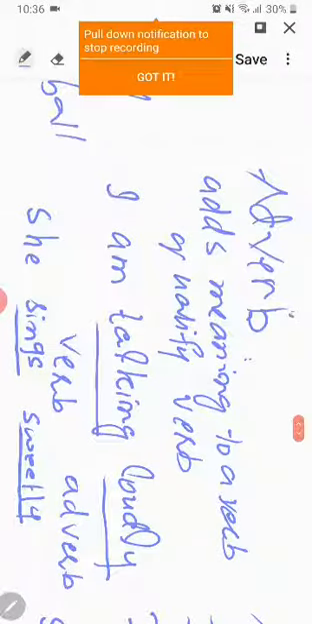The next part of speech is adverb. It is a word which adds meaning to a word or qualifies a verb. I am talking loudly. In this sentence, the word talking is a verb and the word loudly is an adverb, because it is describing the verb talking, that is, how I am talking.